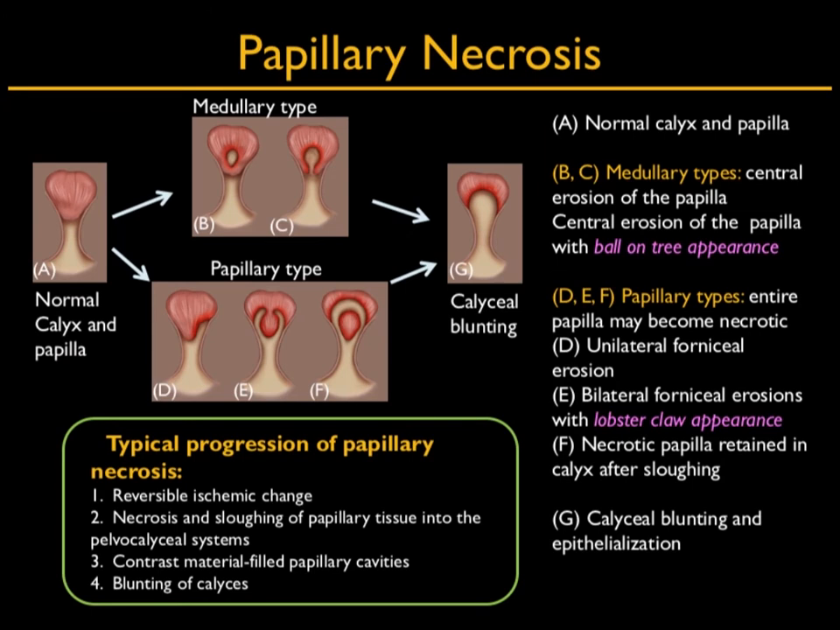This is a very nice series of diagrams showing you the normal calyces, the progression to a reversible ischemic disease, then sloughing of the papilla, and you can see blunting of the calyces and just deformity, and that's the point of no return. The central erosion of the papilla with a ball on tree appearance. Often people talk about a golf ball on a tee appearance. We talk about other types, papillary type, lobster claw. I'm never big on these definitions, lobsters and ball on trees, but nevertheless, it's that deformity that you need to be able to recognize, which is very classic with papillary necrosis.